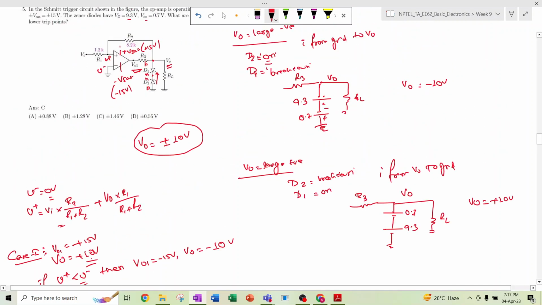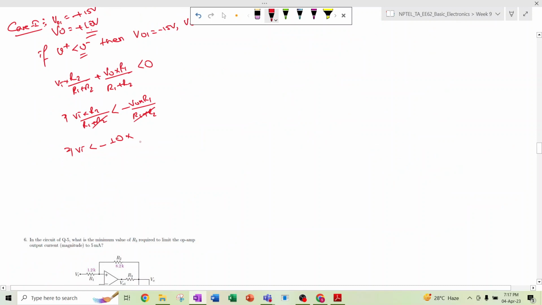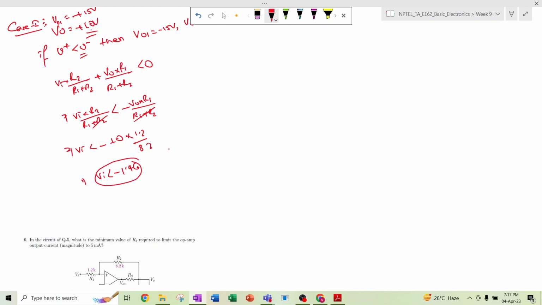R1 divided by R2 is how much? R1 is 1.2 divided by 8.2, right? If we use a calculator, 12 divided by 8.2, it is 1.46. So if Vi is less than minus 1.46, then only this VO becomes minus 10 volt. Okay, so this is the case.